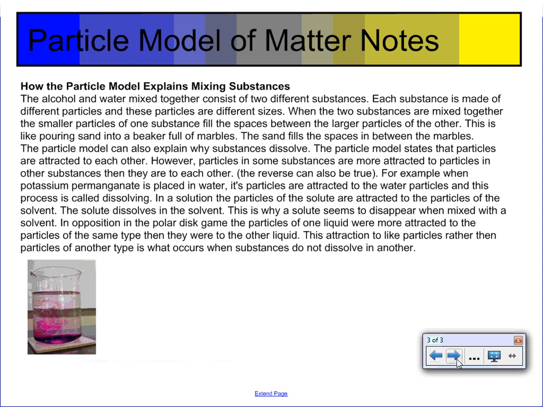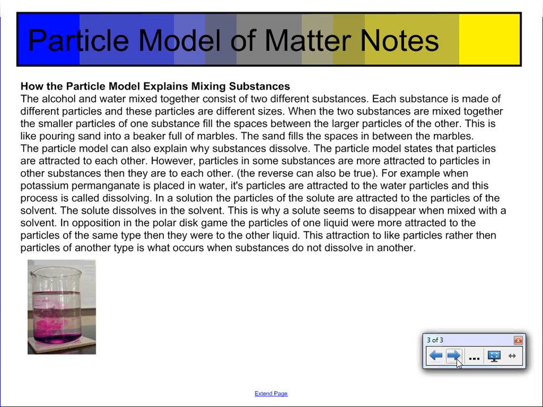So how does the particle model of matter explain mixing substances? The alcohol and water mixed together consists of 2 different substances. Each substance is made up of different particles, and these particles are different sizes. When the 2 substances are mixed together, the smaller particles of the one substance fill the spaces between the larger particles in the other. This is like pouring sand into a beaker full of marbles. The sand fills the spaces between the marbles.